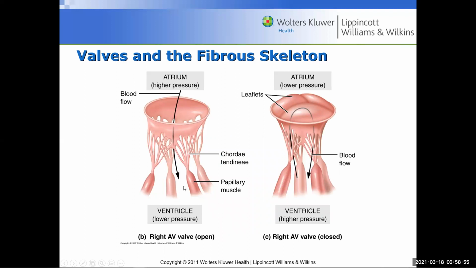Here we are seeing the blood flow, and again the chordae tendineae, very important in preventing, in this case, the valves from turning inside out. This is found in the ventricle as shown.